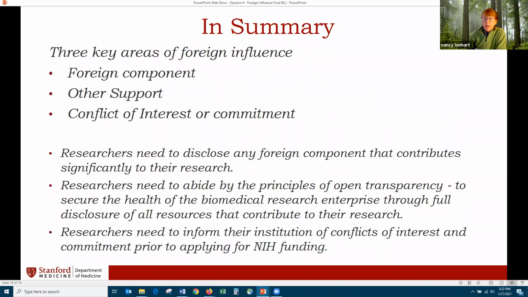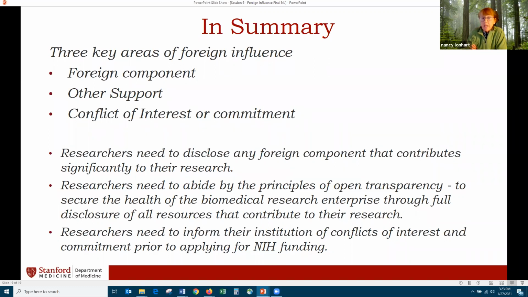And so when we look in summary, let's think about foreign influence through 3 lenses: foreign component, other support, and the conflict of interest and commitment statements. It's our obligation as researchers, we need to disclose any foreign component that contributes significantly to the research, and we need to abide by the principles of open transparency.